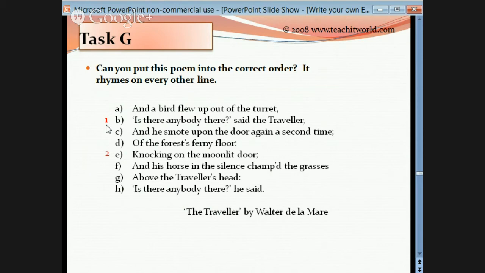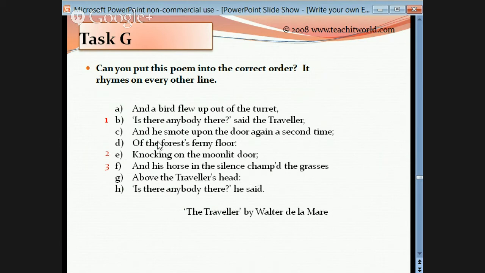And what do you think happens next? Of the forest, the ferny floor. But he's not knocking on the door of the forest floor. Above. Above the traveler's head. Okay, but it's, and his horse in the silence champed the grasses.